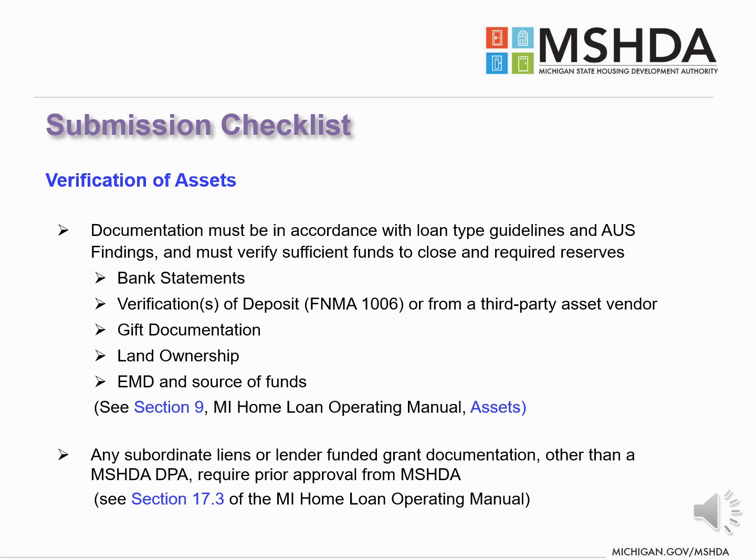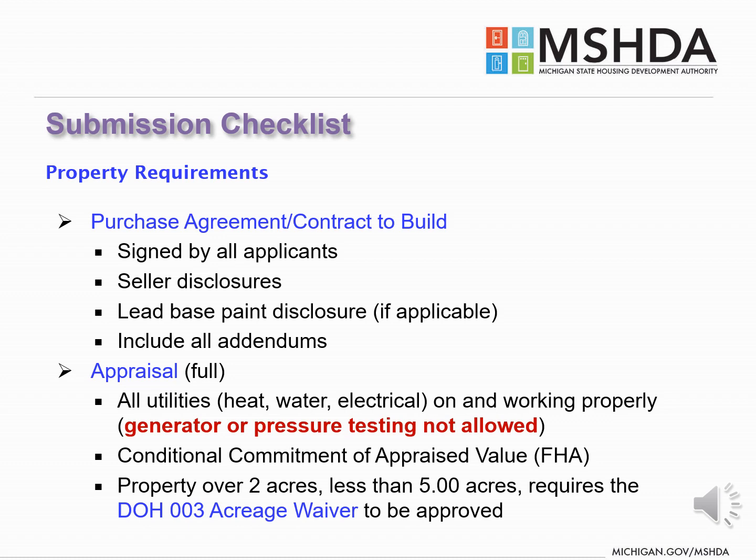Any subordinate liens other than a MSHDA DPA require prior approval from MSHDA. See Section 17.3 of the My Home Loan Operating Manual. A purchase agreement or a contract to build is required with every submission and must be signed by all applicants. Seller disclosures and a lead-based paint disclosure if applicable, and all addendums must be included.